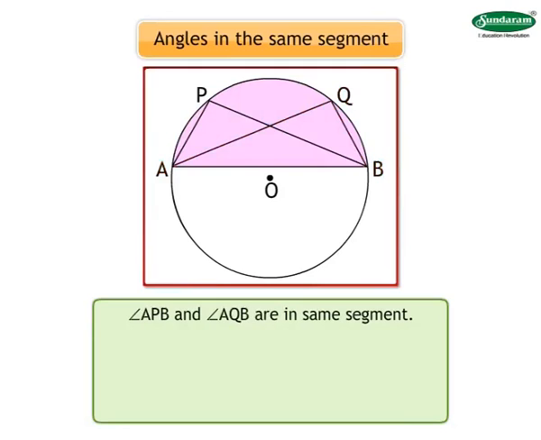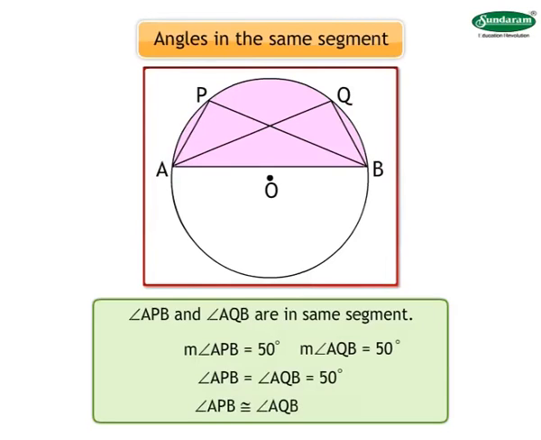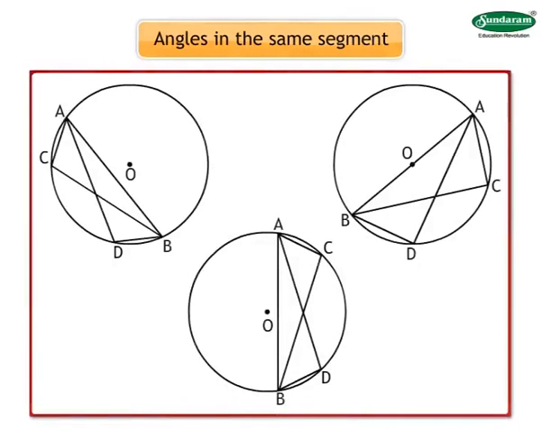Now, measure the angles in the segment with a protractor. Let us first measure angle APB. It is equal to 50 degrees. Now let us measure angle AQB. It is equal to 50 degrees. We will find that angle APB is equal to angle AQB, that is 50 degrees. It means that the angles in the same segment are congruent. We can draw several different segments and verify this property.